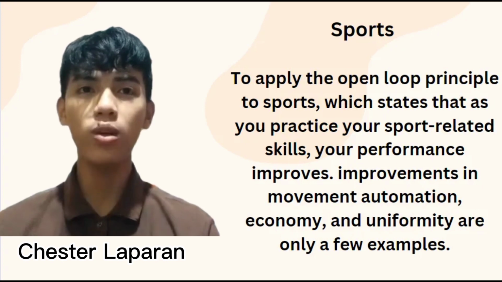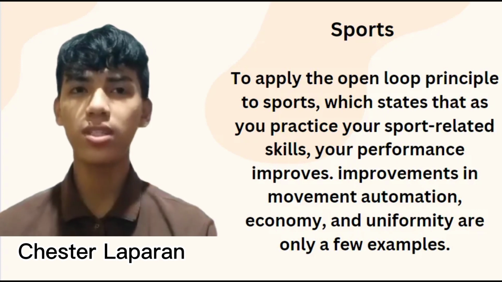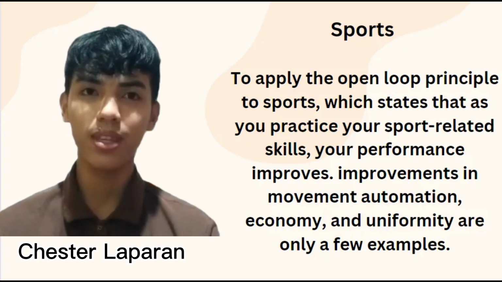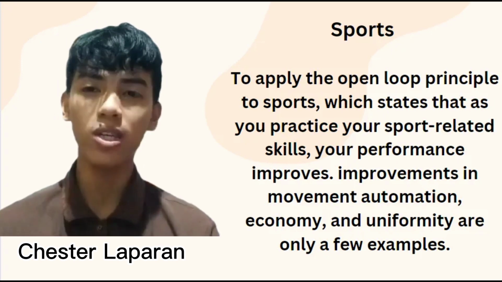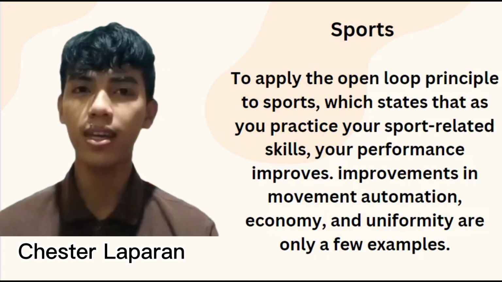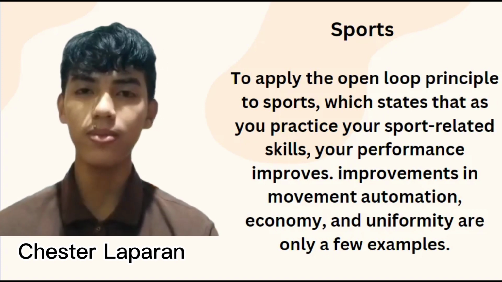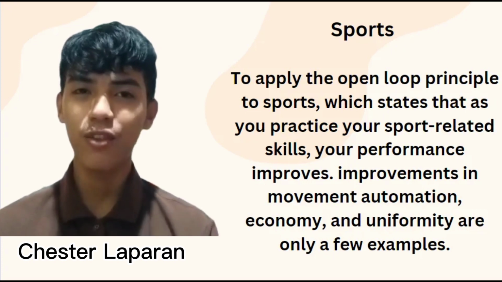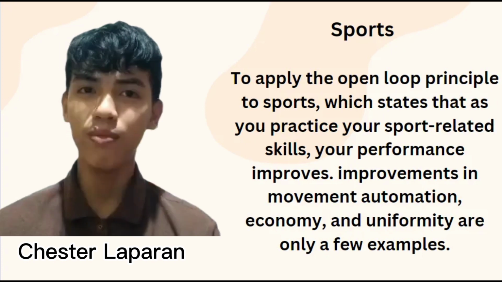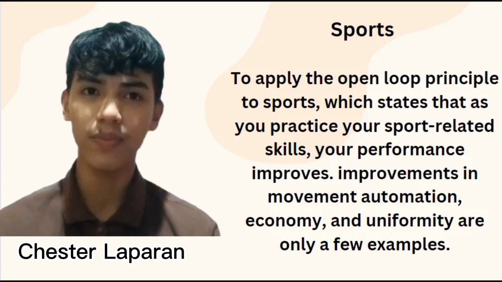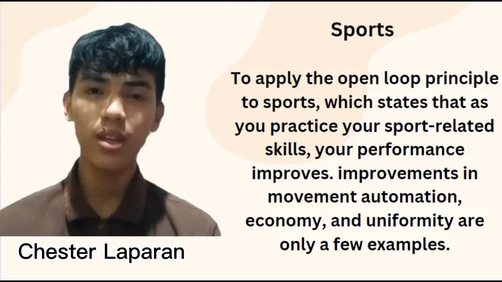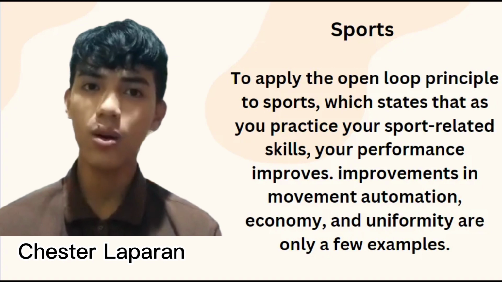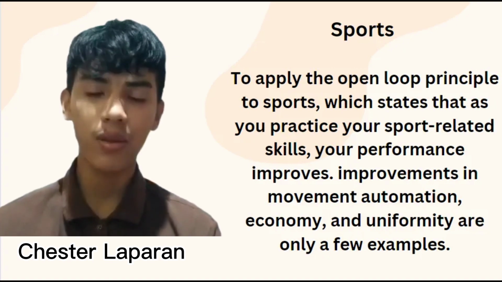To apply the open loop principle to sports, it states that as you practice your sport-related skills, your performance improves. Improvements in movement, automation, economy, and uniformity are only a few examples. Examples of open-loop movement training are mirror drills, 5-to-5 drills where the athlete moves in the direction the coach points, and tennis ball drills where the athlete races to retrieve a tennis ball a coach has thrown in an unannounced direction.